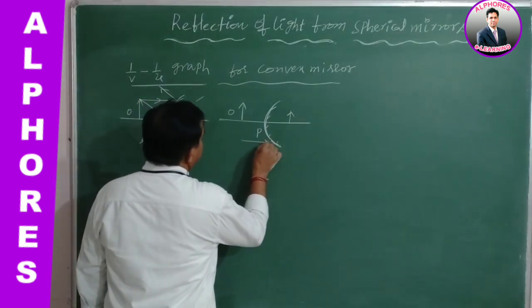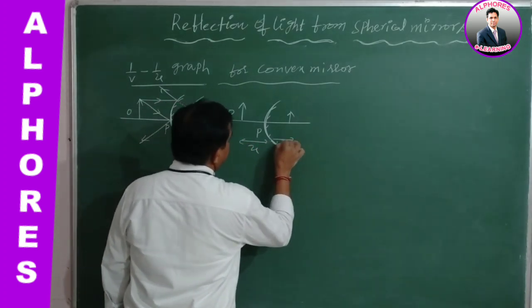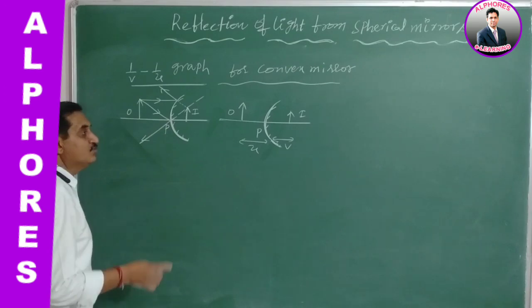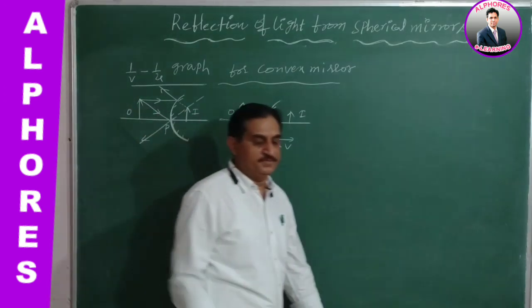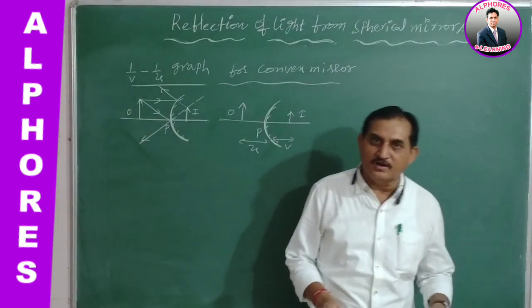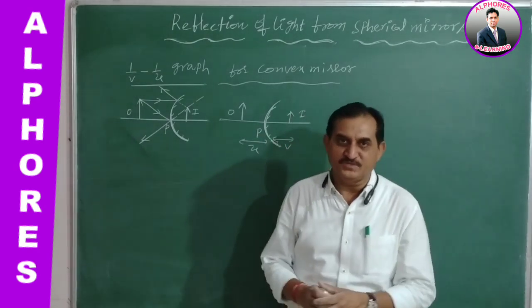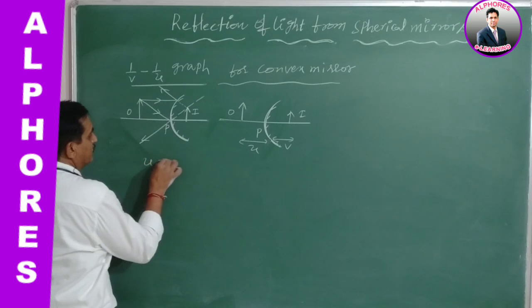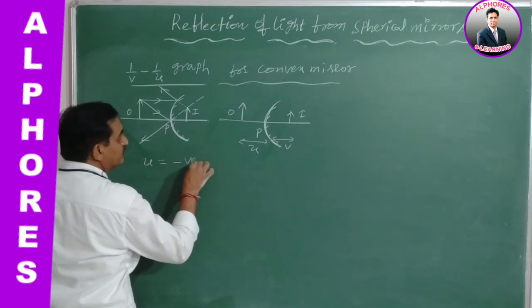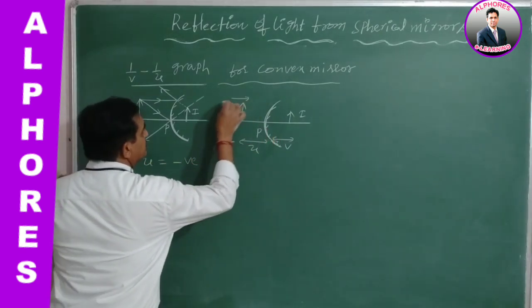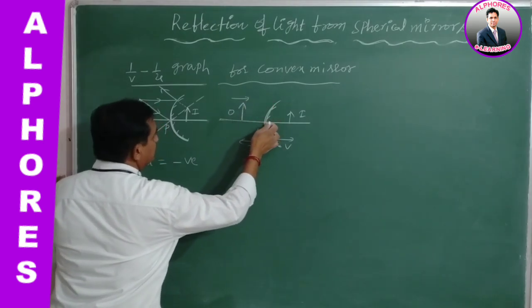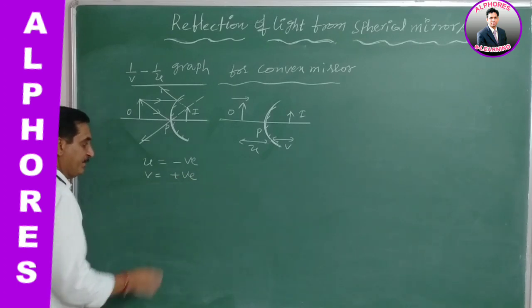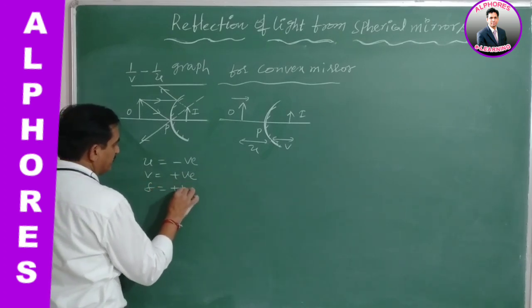Now in this case, this is u, the object distance, this is v, the image distance, this is the image, right? There is only one case in case of convex mirror. There is no other option at all for a real object. Now u, the object distance, is taken to be negative, because against light traveling from left to right, we are measuring. v is positive, and focal length is taken to be positive.